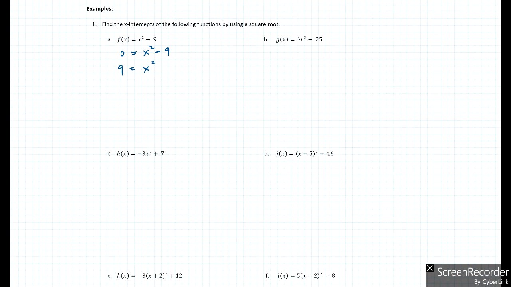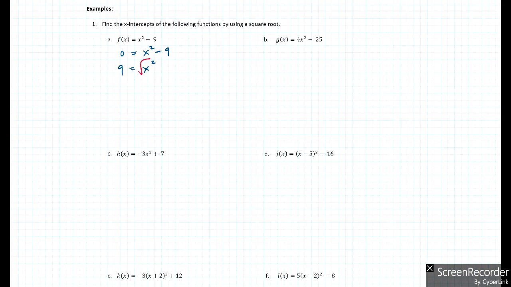You can see in these examples, no matter what we start with, our end goal is to always have a perfect square equal to some constant number. That's the only format in which the square root is going to work out nicely. Now if we want to find x, we can go ahead and take the square root on both sides.